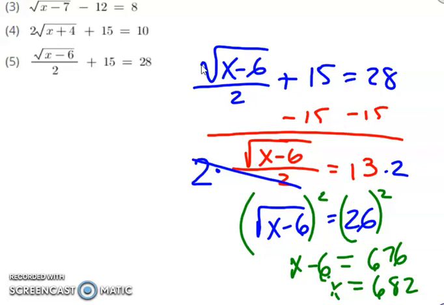So hopefully the problems here clarified your own thinking. If you made mistakes, hopefully you're able to see what you should have done and why. But again, the key here, especially in 3, 4, and 5, is to get the square root by itself, so that when you square both sides, that square root goes away.